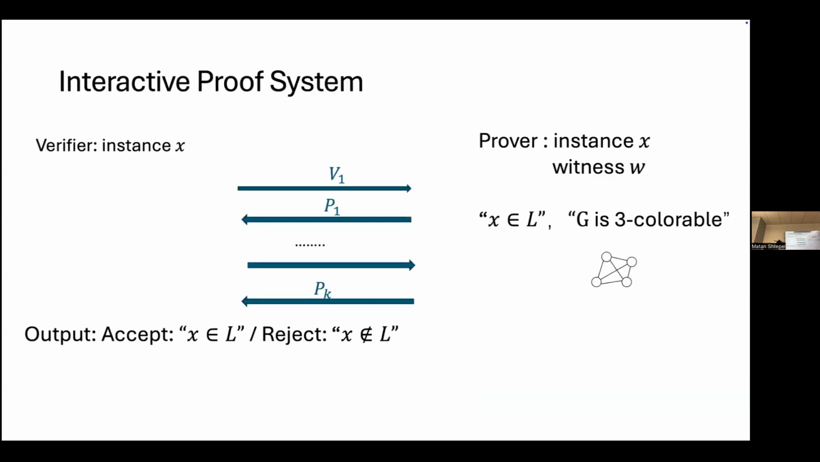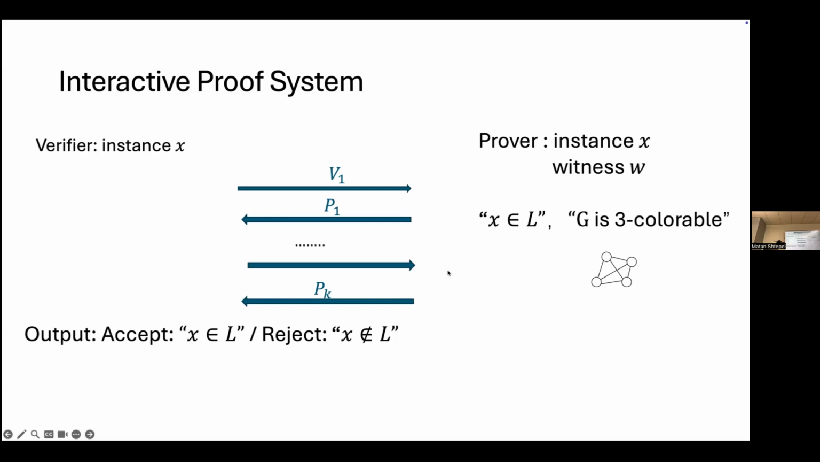So let's start with the basic definition of interactive proof system. In an interactive proof, there's a prover and there's a verifier. They both see some kind of instance, which is public information, like a graph. And the prover wants to say, okay, this graph is three-colorable. It wants to prove it to the verifier, and the prover holds a witness to how to three-color the graph, and the verifier has no idea.